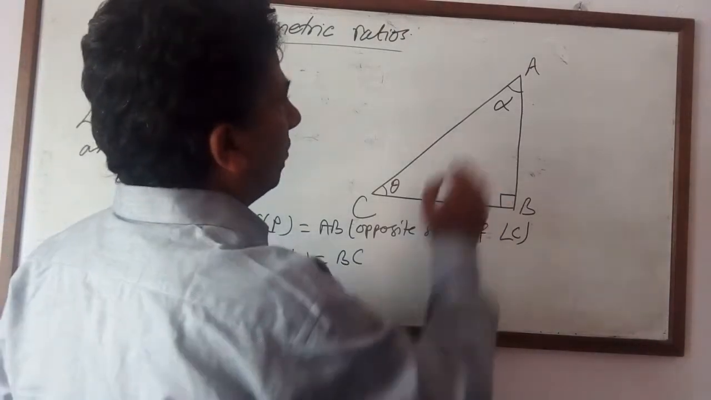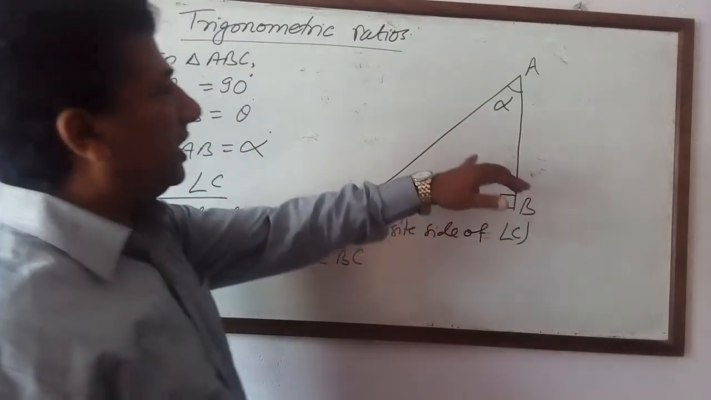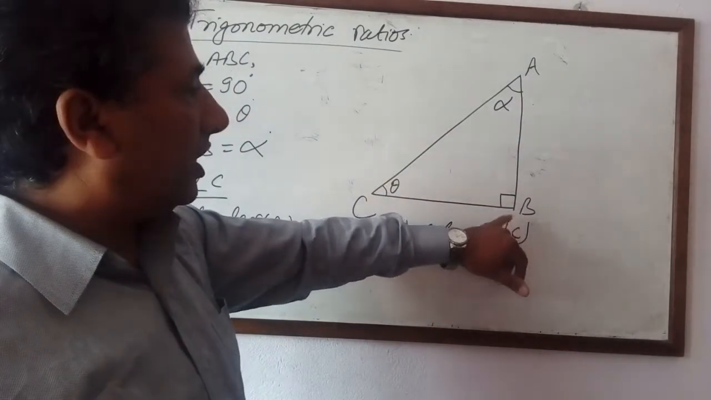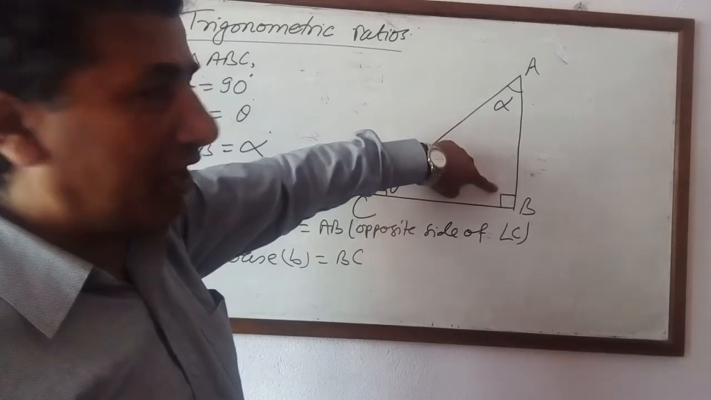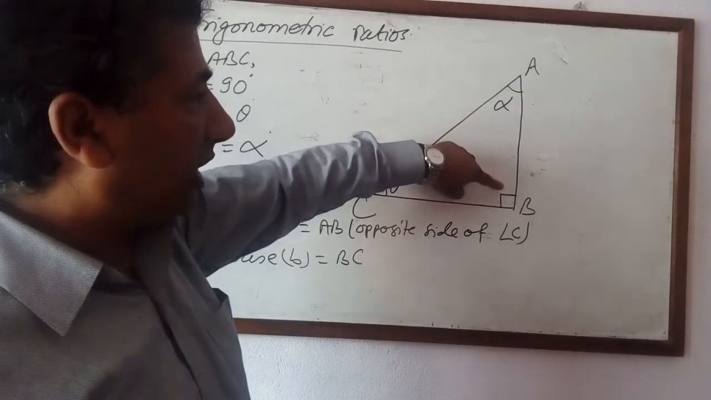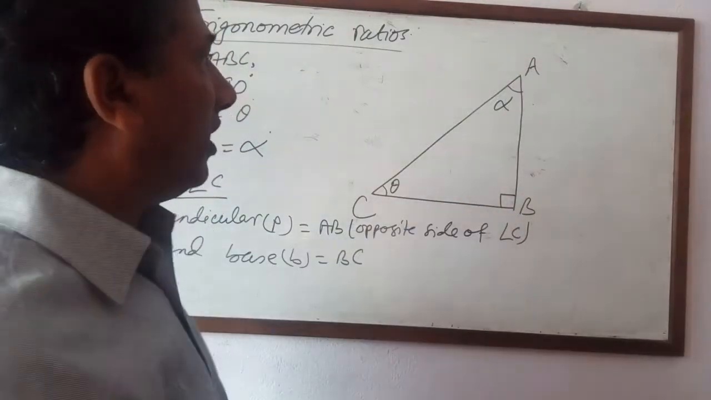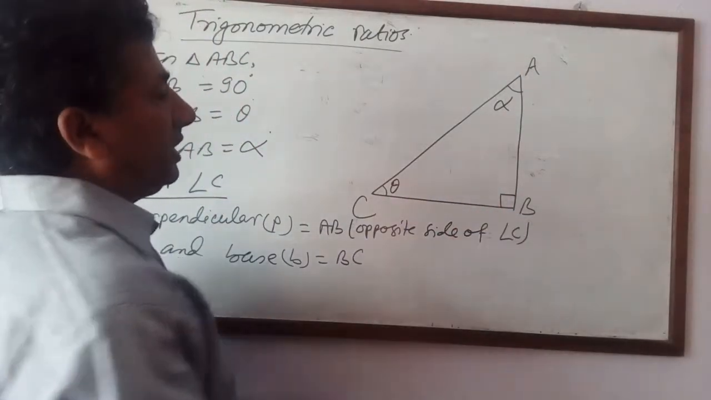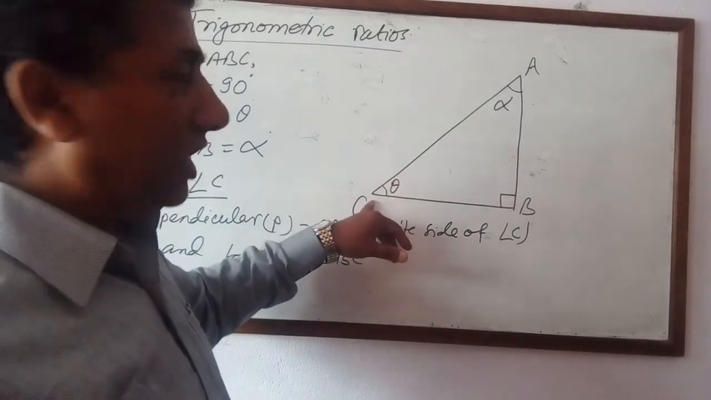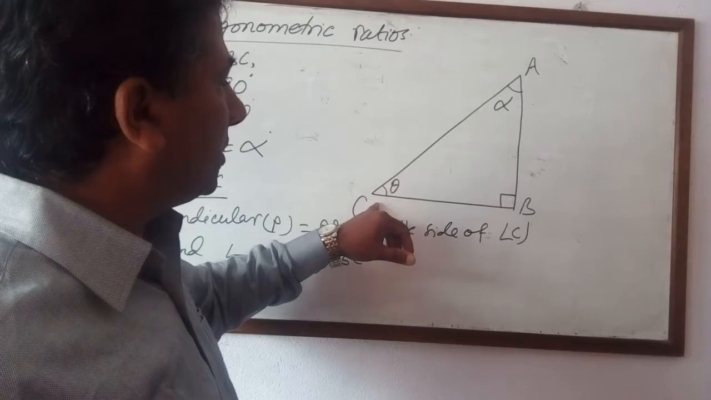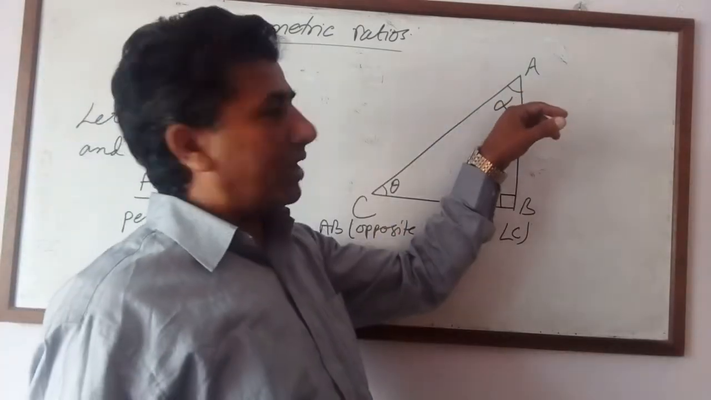Now I have made one triangle here. I have taken triangle ABC. In this triangle ABC, angle B is 90 degrees. Remember, this sign means that it is 90 degrees, so it is not necessary to write 90 degrees there. Now this is 90 degrees, and this angle is C. The measure of angle C I have taken as theta. And angle A I have taken as alpha.